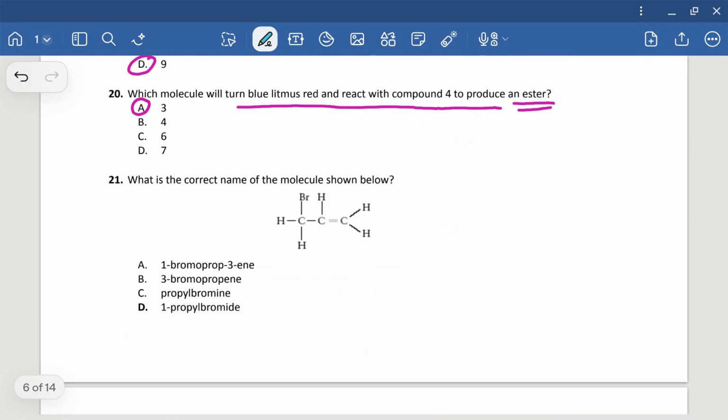And then moving on to some more naming, but now with a halide. We want to still number our carbons to give the lowest number with that double bond. And then we have on carbon 3 a bromine group. So this would be 3-bromopropene. So we're going to pick B because we only have that spot. I would have preferred for them to have 3-bromoprop-1-ene, but process of elimination, we would have to pick this because the other ones don't work.